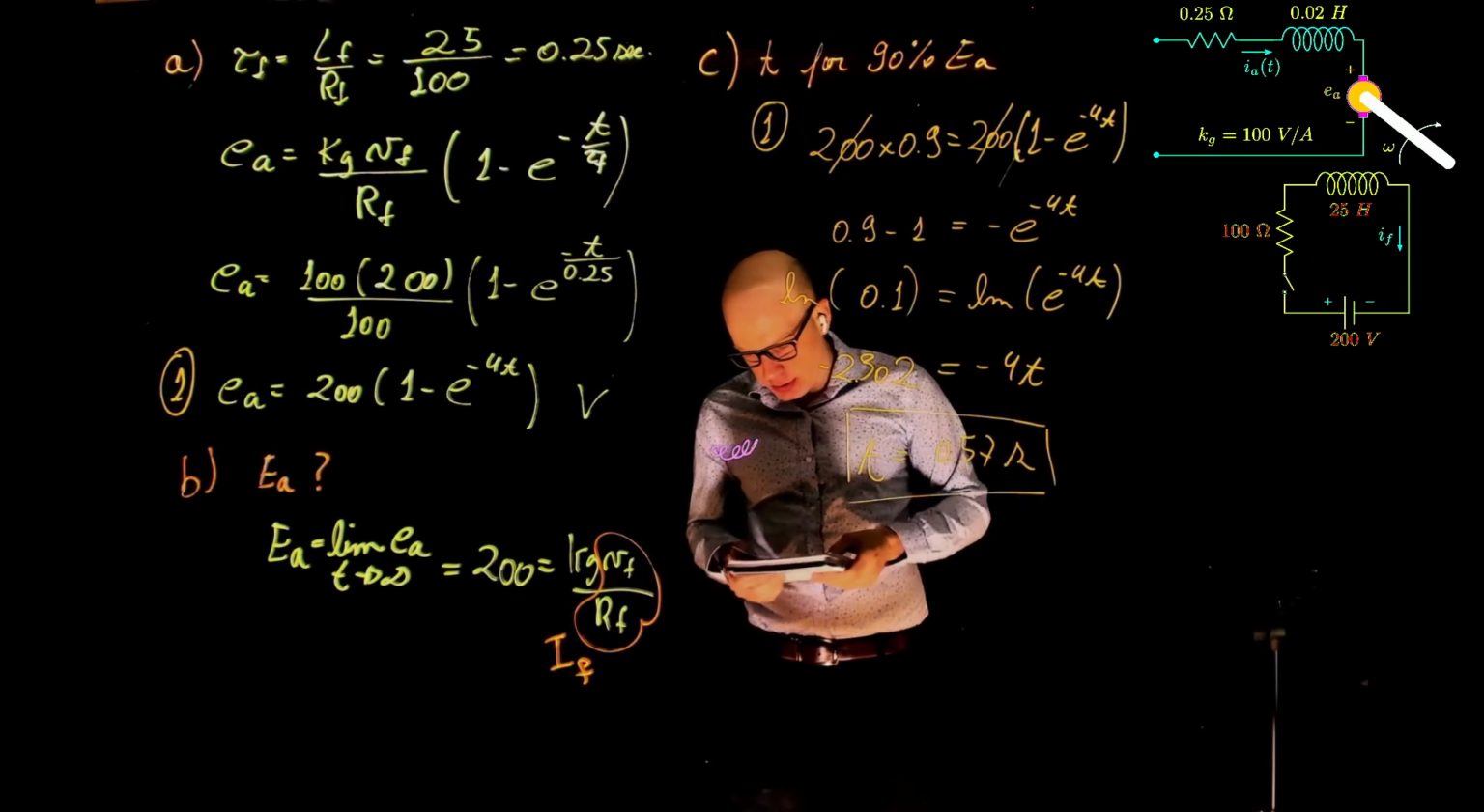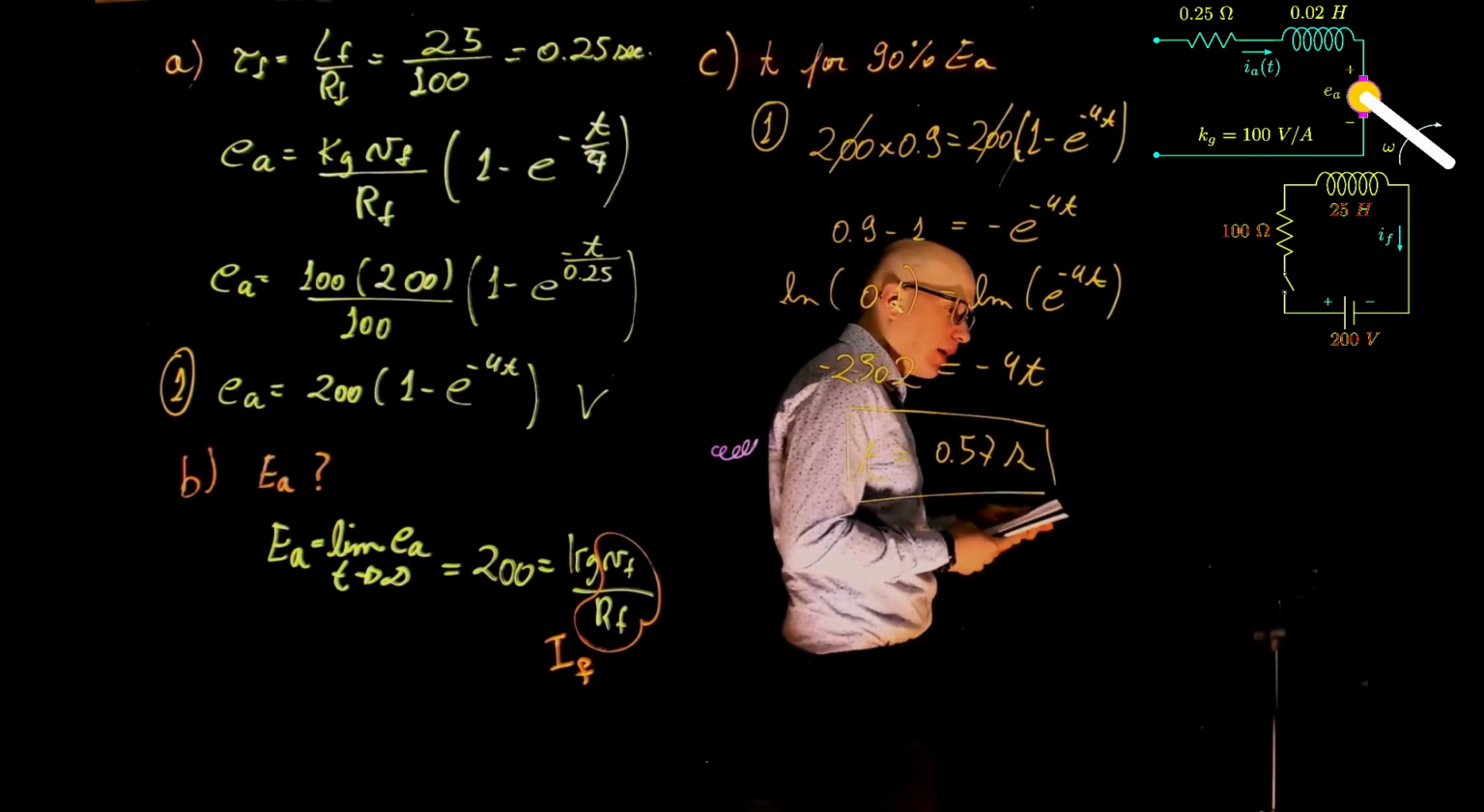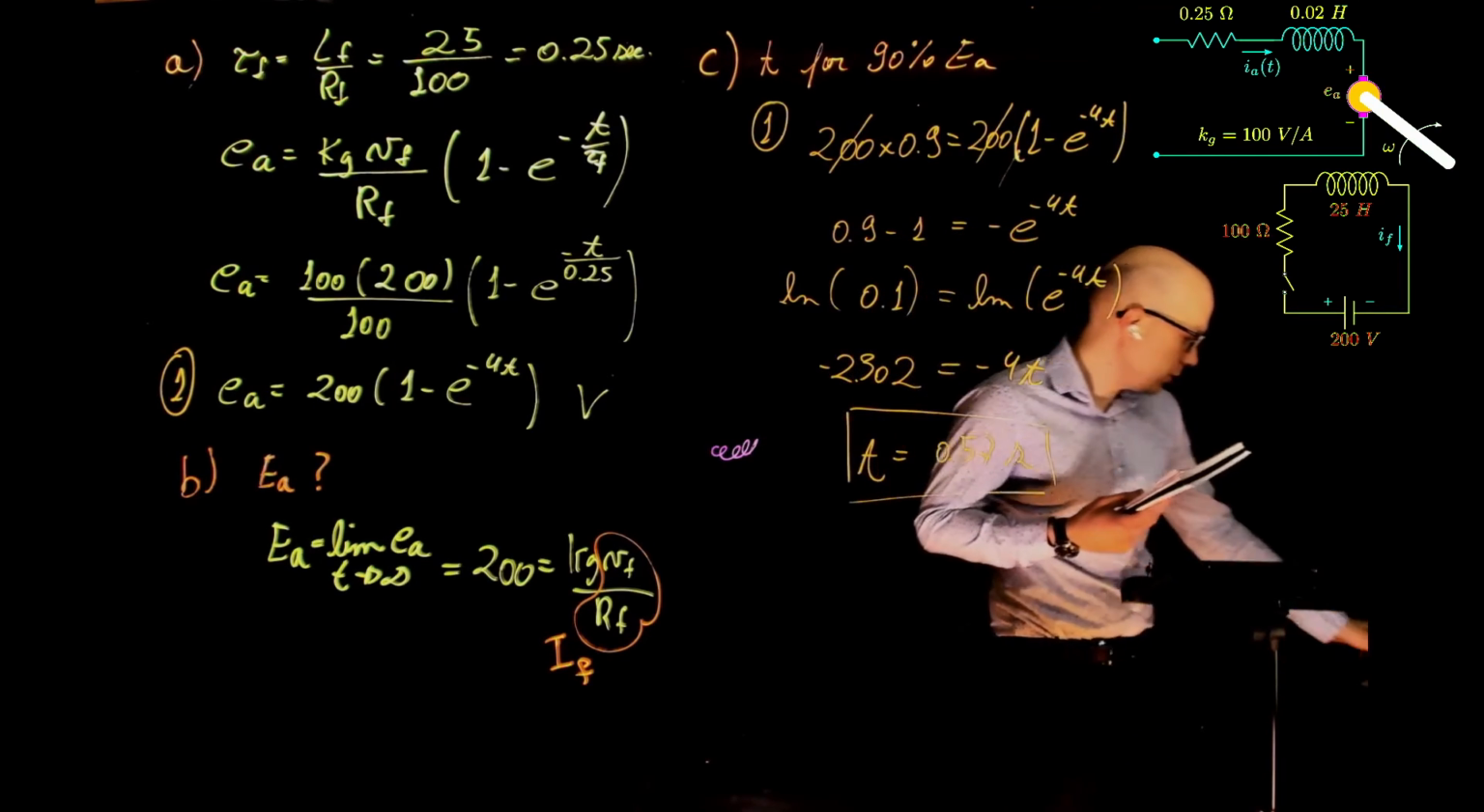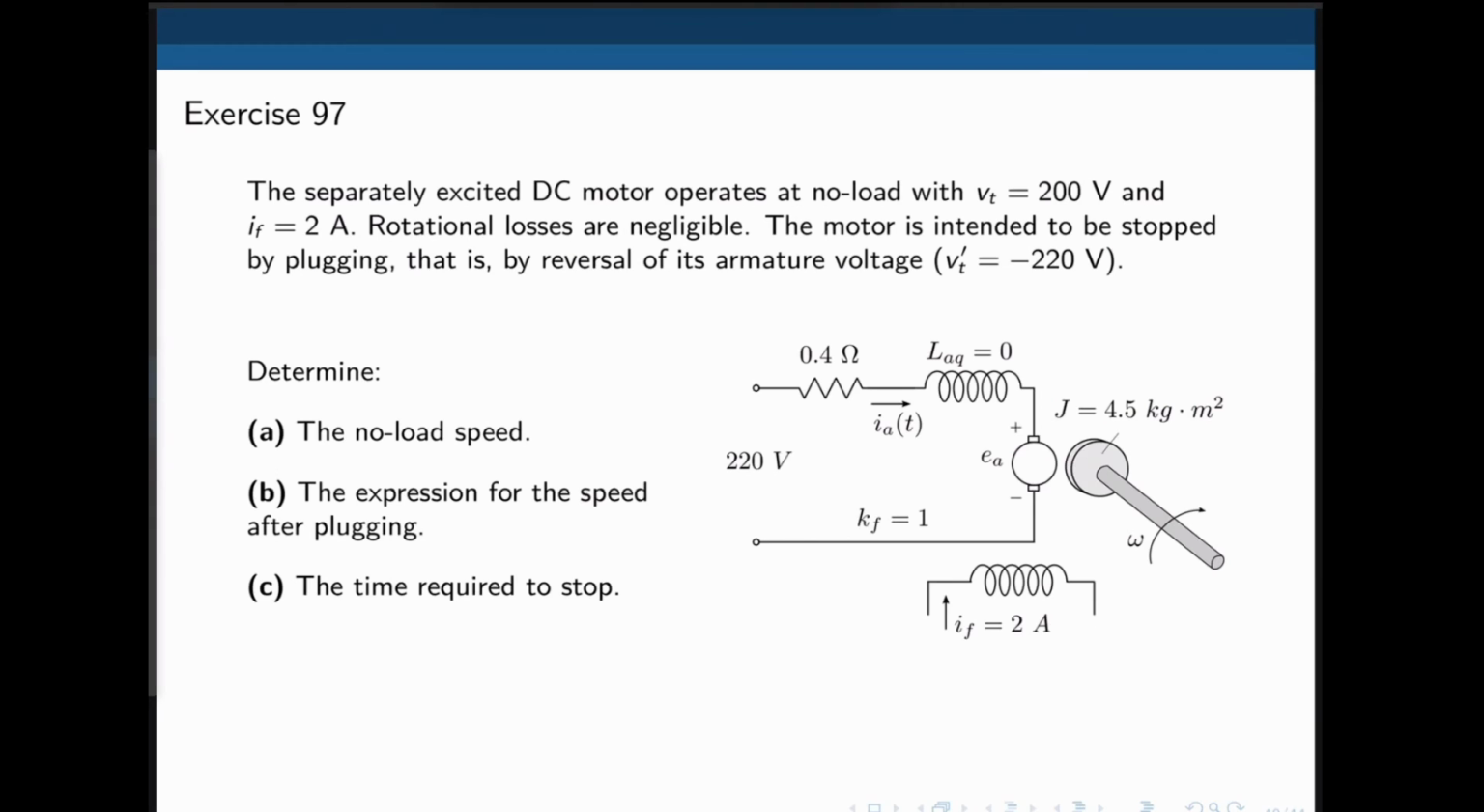Let me see what I prepared here. Let's do exercise 97. And then if we have time, we'll come back to the earlier ones. So I'll let you take a look at exercise 97 as I erase the whiteboard. So this is now a DC motor. What we just did here was a generator. And for the DC motor, we have a slightly different condition. It operates at no load with 200 volts and a field winding current of 2 amps. Rotational losses are negligible, so register that information.